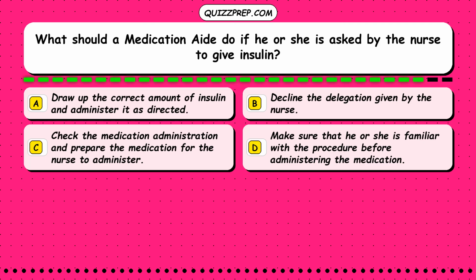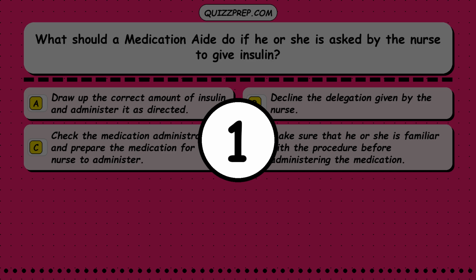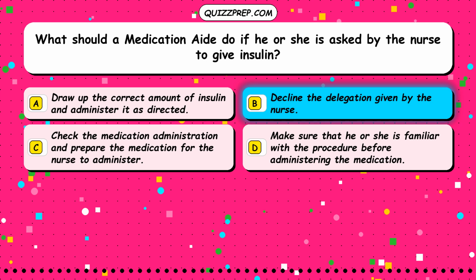Question 175. What should a medication aide do if he or she is asked by the nurse to give insulin? Option A, draw up the correct amount of insulin and administer it as directed. Option B, decline the delegation given by the nurse. Option C, check the medication administration and prepare the medication for the nurse to administer. Option D, make sure that he or she is familiar with the procedure before administering the medication. The correct answer is option B, decline the delegation given by the nurse.